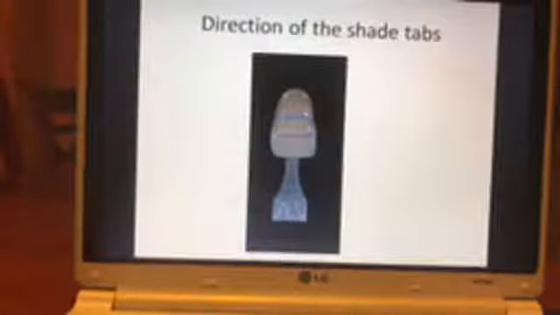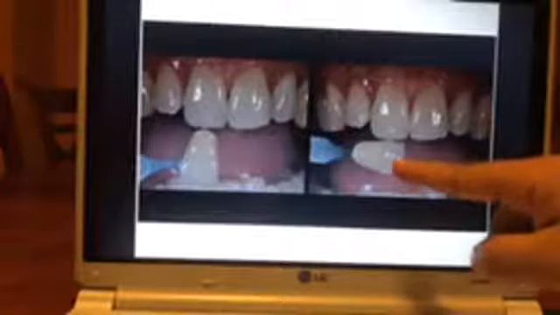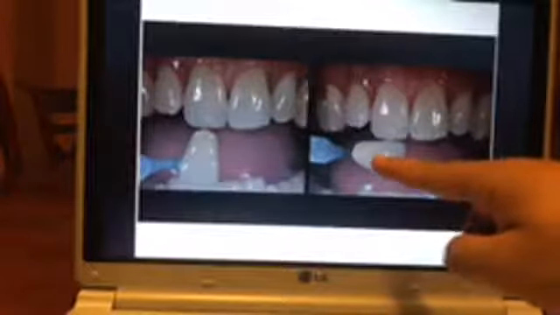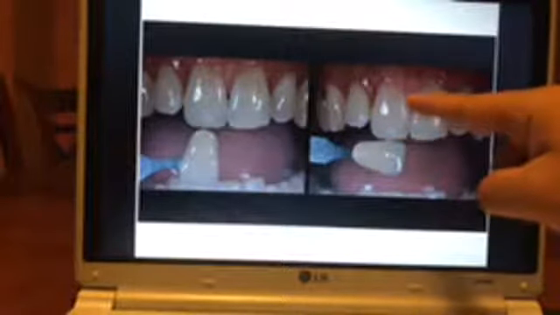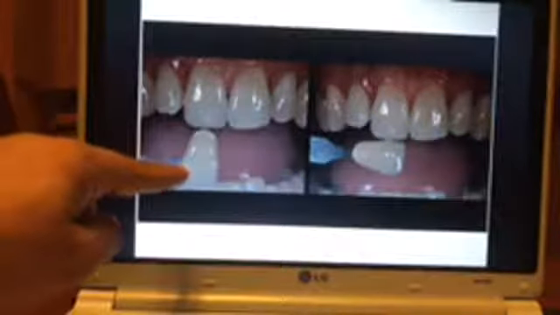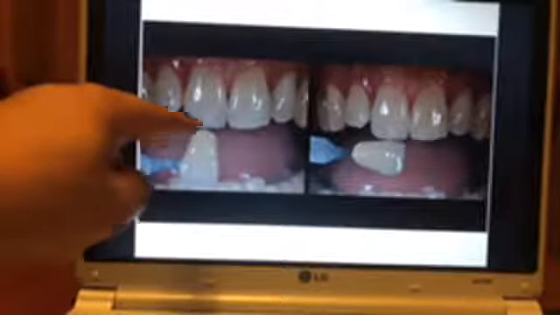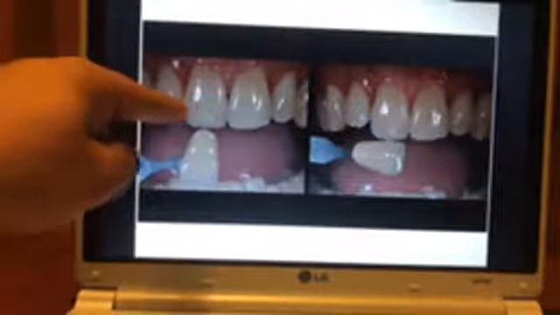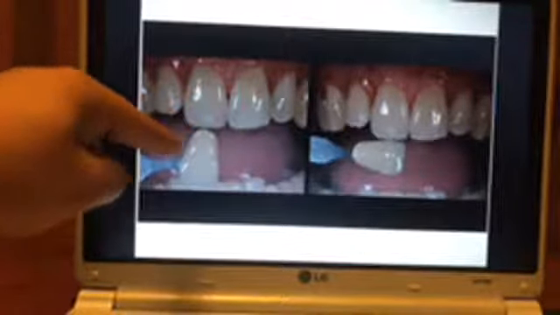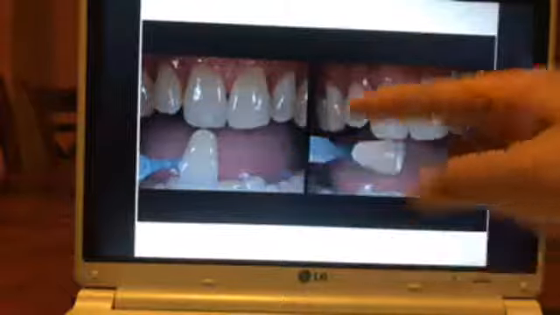So if you are using the shade tab, make sure that you use it in a horizontal direction, not in a vertical direction. Because you want the middle part of the shade tab to meet the tooth. The real part, we select the shade to meet the tooth. If you use the shade tab in a vertical way and made the cervical part face the tooth, that will give you a feeling that the shade tab is darker than the tooth. So you will go for a lighter one, but no, it's correct if you see here. So make sure you don't make it a vertical way.